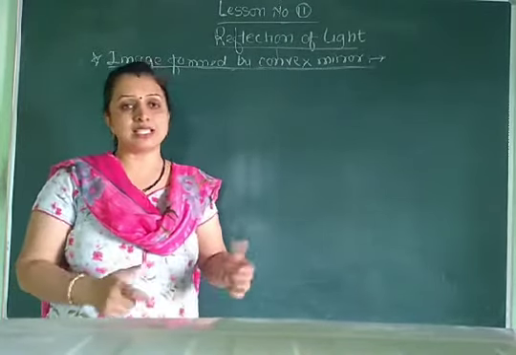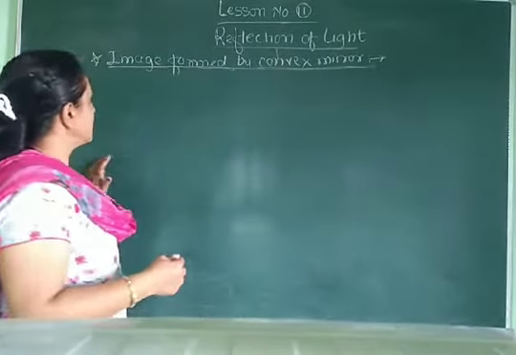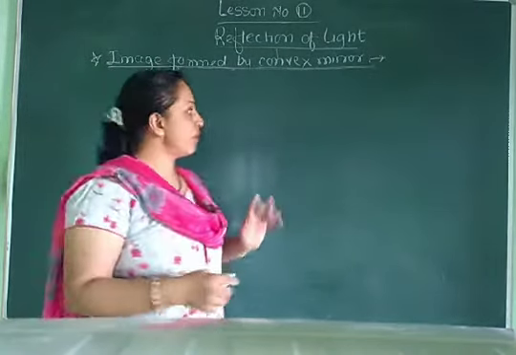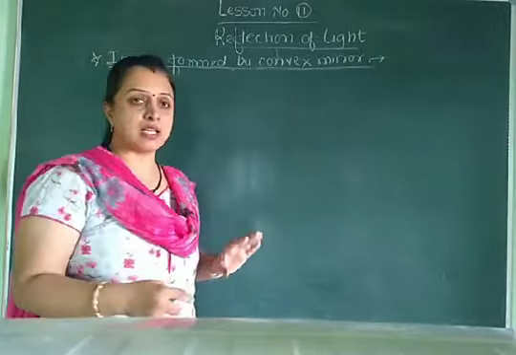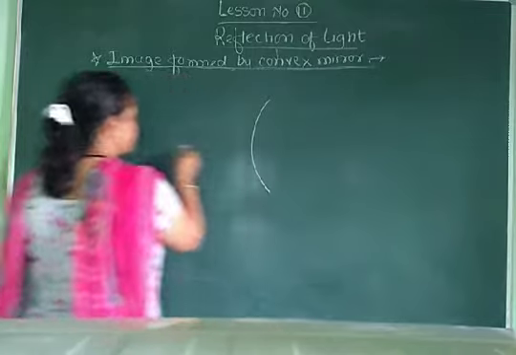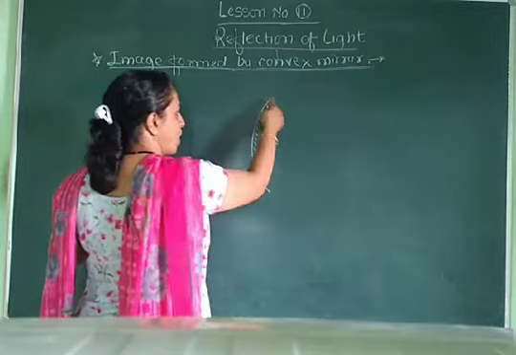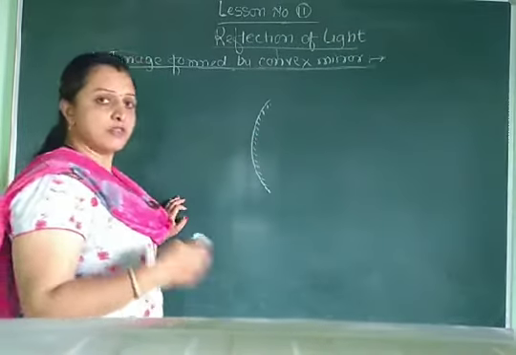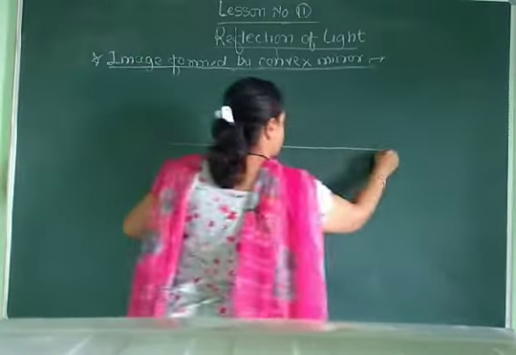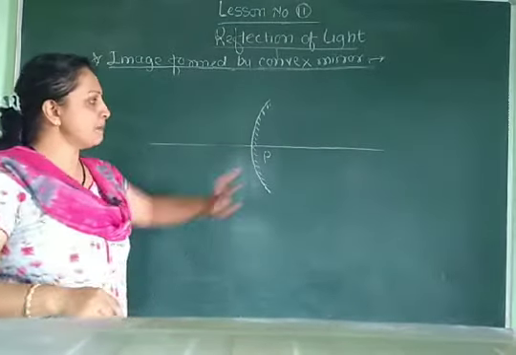So we have studied all these concepts in the previous lecture, but in today's video we have to study image formation by using a convex mirror. For that we have to draw a simple diagram. Consider this is a convex mirror. You can see the outer side of the convex mirror is reflecting and the inner side is coated. This is the principal axis which is passing through the pole of the mirror. So this is the pole of the mirror.